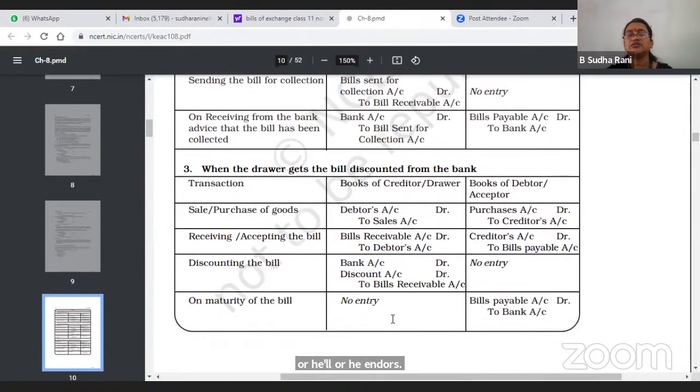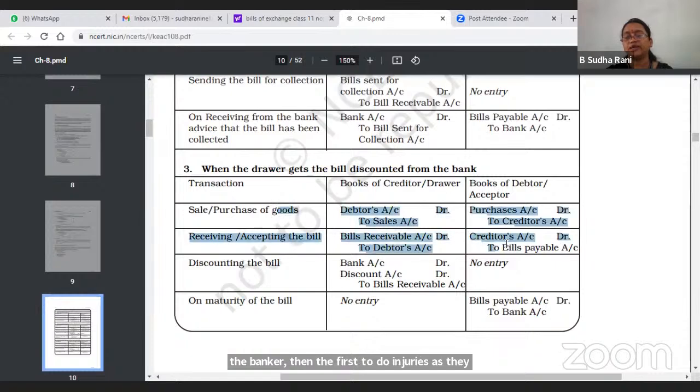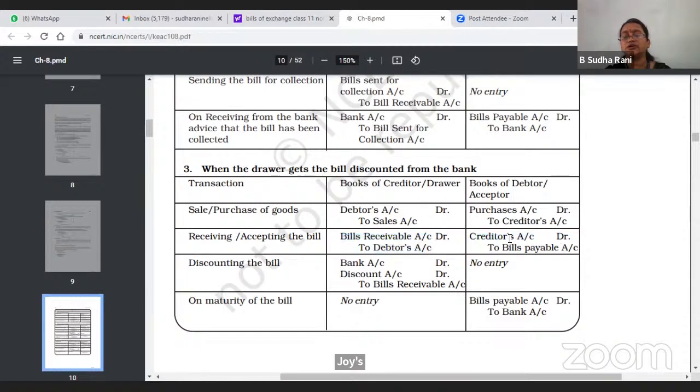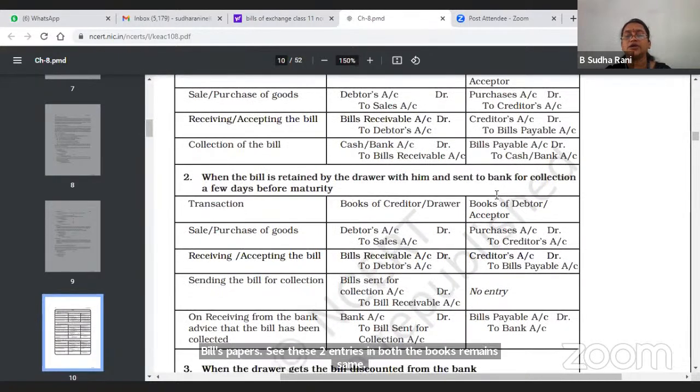Okay, now the third situation is when the drawer gets the bill discounted with the banker, then the first two entries, as I mentioned, remain the same. That is for sale or purchase of goods. In the drawer's book, you will write drawee's account debit to sales, and in the drawee's book, you will write purchases account debit to the drawer. You write the name of the drawer. The next, for acceptance of the bill, in the drawer's book, you'll write bills receivable account debit to drawee's account. In the drawee's book, you'll write drawer's account debit to bills payable. See, these two entries in both the books remain the same, whatever the condition. Okay, so remember.